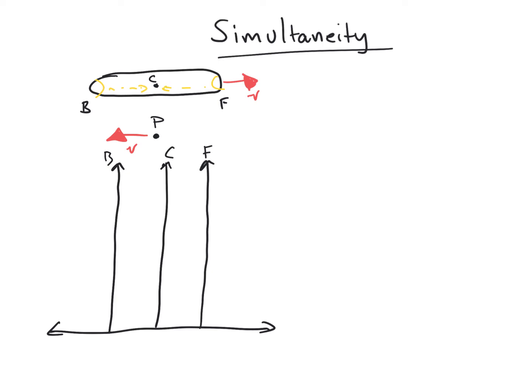So what does that look like? At some point in time, we get a 45-degree angle coming from the front and the back. Why is it a 45-degree angle? Because it is the speed of light, which looks like this. Now, what this shows is that they arrive at C at the same time.